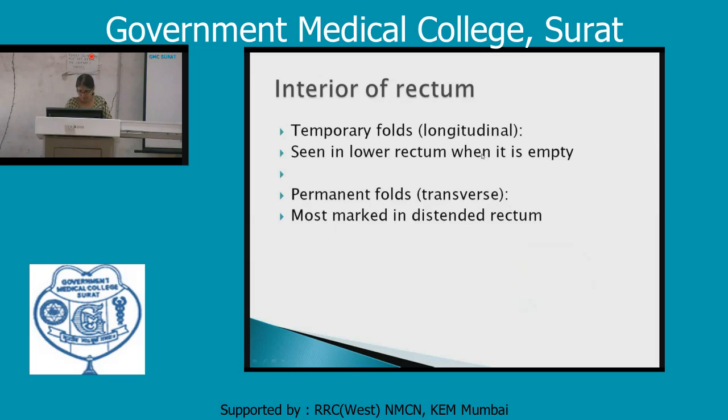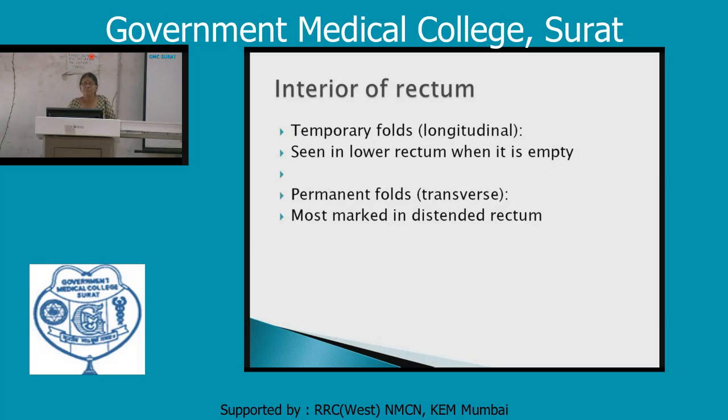Seen only when it is empty. On distension they disappear. But also there are permanent folds which are composed of mucosa, submucosa, and even the external muscle layers. They are permanent folds and they are transverse in disposition. The temporary ones were longitudinal, and these permanent ones are transverse. We'll see in the diagram. And they are most marked in the distended rectum, while the temporary ones were marked in the empty rectum. But these permanent folds are most marked in the distended rectum.